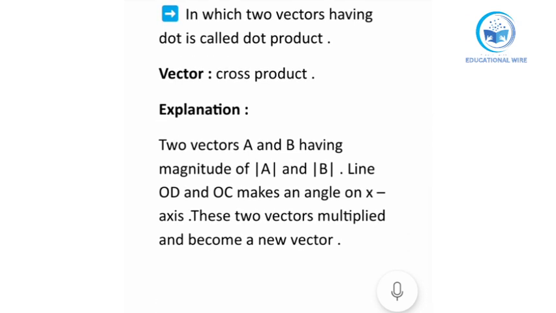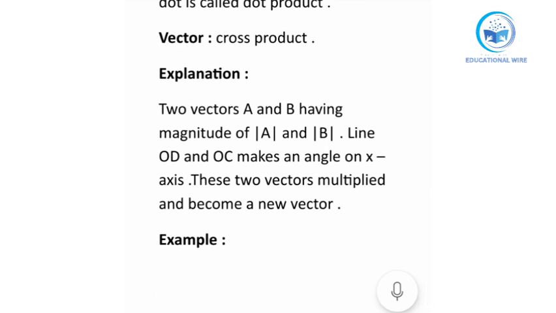Let's take one example of this, how it is. We can take an example of angular momentum, force, torque. So let's take an example. We are having torque. Torque is a vector quantity, so torque is equal to force into position vector, okay.